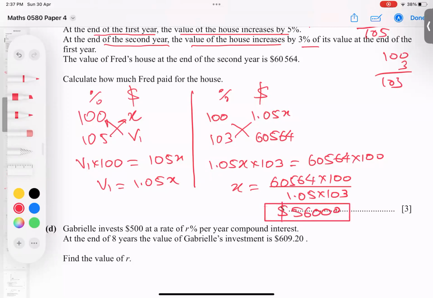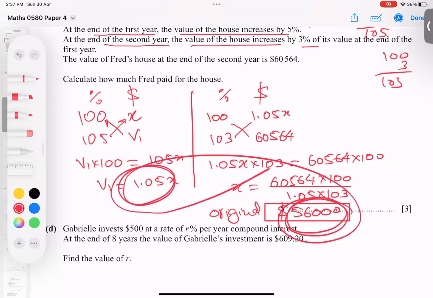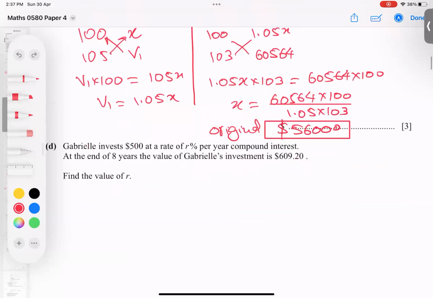It means the original value 2 years back was $56,000, which after 5% becomes this much, and after 3% becomes this much money. I hope you got the idea.